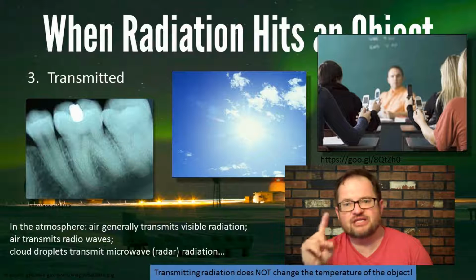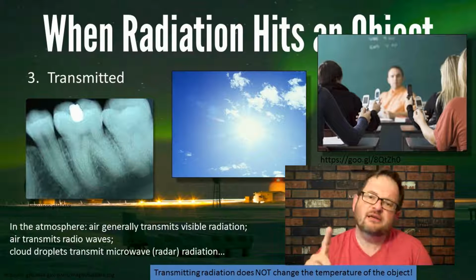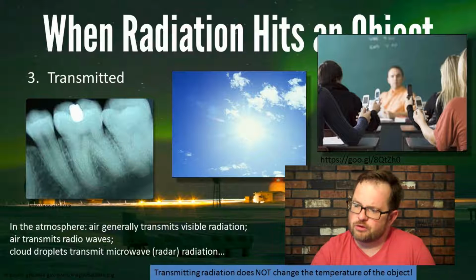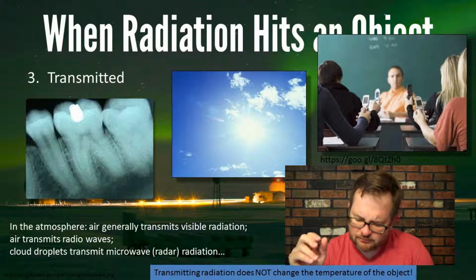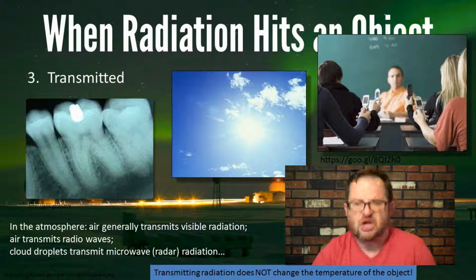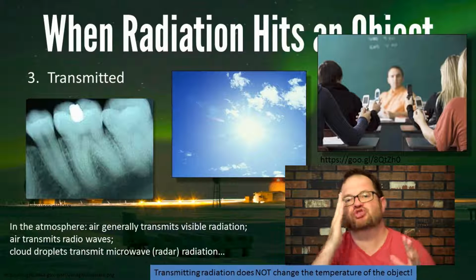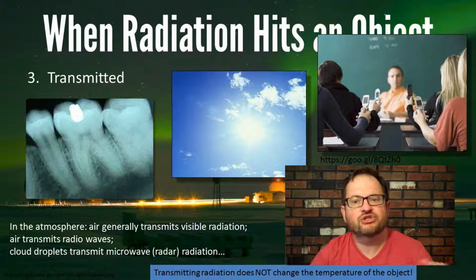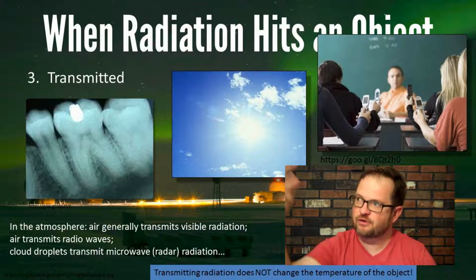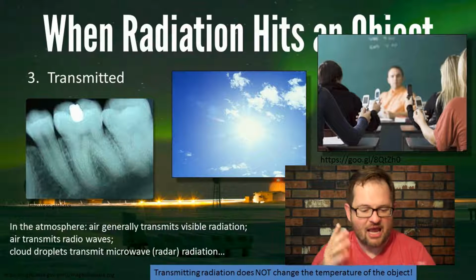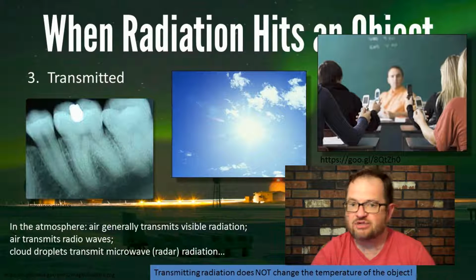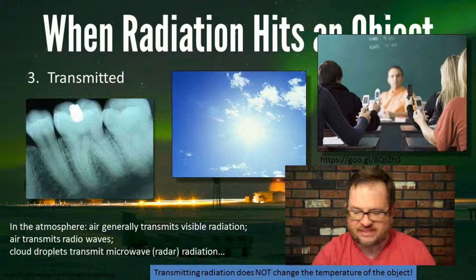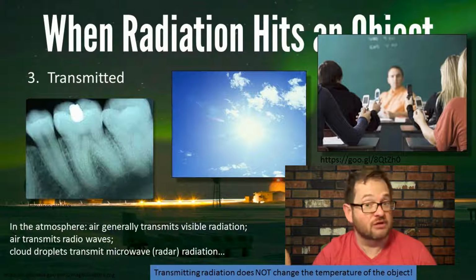ARTS, the T is transmission, or transmitted. Now this is an important vocabulary word here because people tend to use the word wrong. When we mean transmit here, we mean that the radiation passes through an object. Sunlight mostly is transmitted through the Earth's atmosphere. It passes right through it. And when the radiation passes through an object without being stopped or reflected or anything like that, it does not change the temperature of the object.